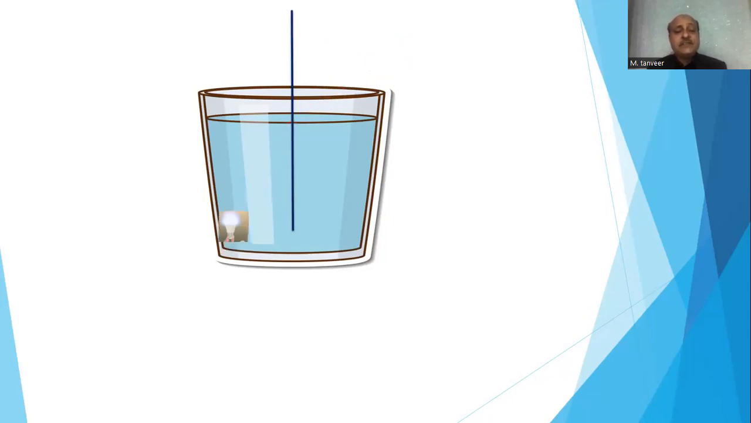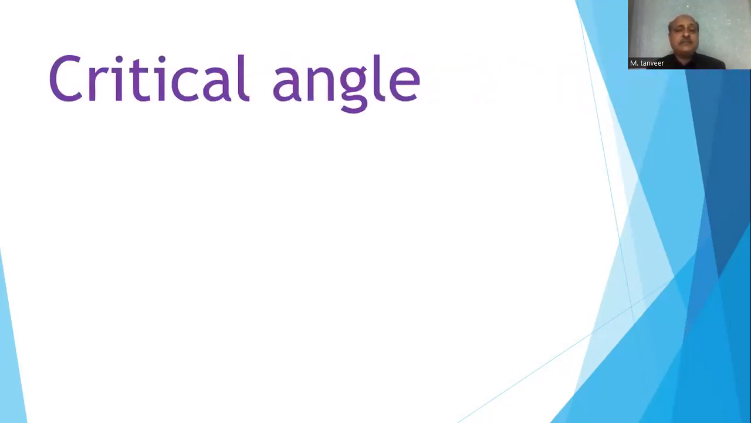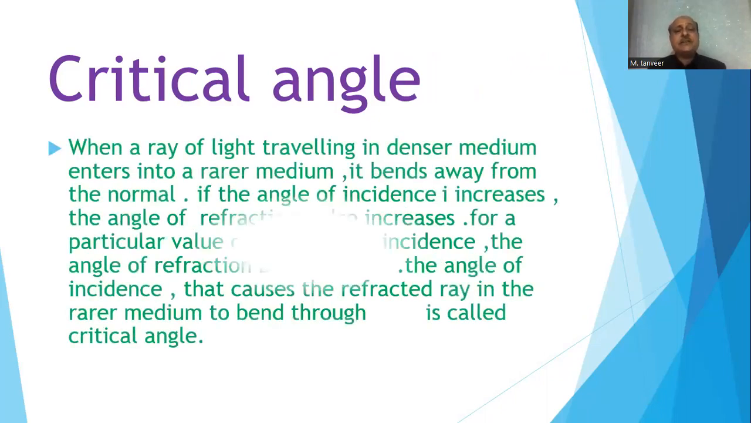If I increase the angle of incidence, now this is the incident ray, this is the refracted ray, but the angle of incidence is increased. The angle of refraction will also increase. If I increase the angle of incidence more, the angle of refraction becomes 90 degrees. This angle of incidence, for which the angle of refraction is 90 degrees, is called the critical angle. So the critical angle is the angle of incidence in a denser medium for which the angle of refraction becomes 90 degrees. This angle of incidence is called the critical angle.